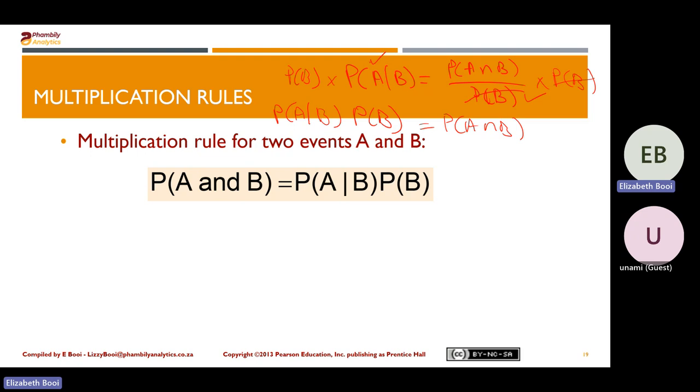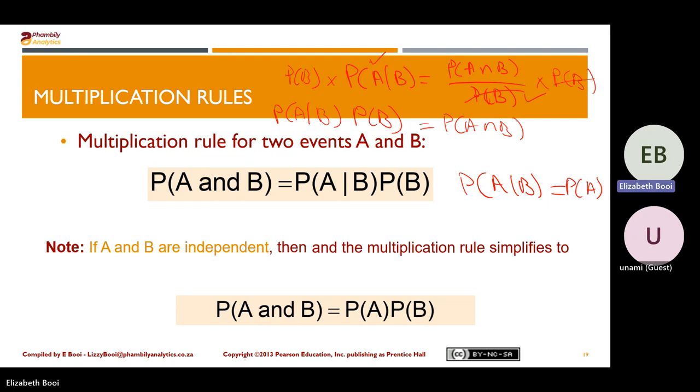However, if we're dealing with independent events, the probability of A given B is equal to the probability of A. So if and only if A and B are independent, the probability of A and B will be given by the probability of A multiplied by the probability of B, because we replace the conditional probability with the probability of A. For independent events, B does not affect the outcome of the probability of A. Okay, so we've learned the multiplicative rules. Now, let's do more examples.